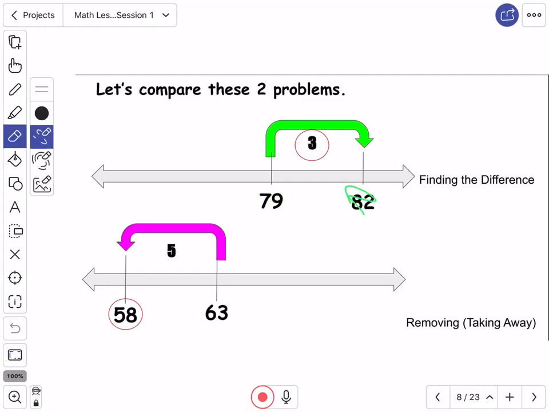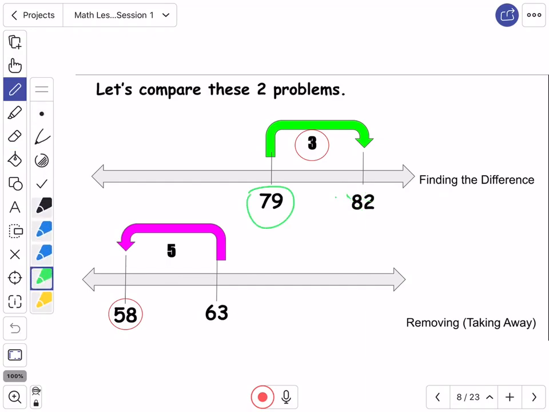If you take a look at them very carefully, you can see that they're really close together, actually. So it's pretty easy to tell that you're finding a difference between 82 and 79. With the next one, though, you're removing or taking away a certain amount. So you're starting with a large number again, but then you're taking away 5 less. So your numbers are much farther apart, okay? That's where the difference lies.